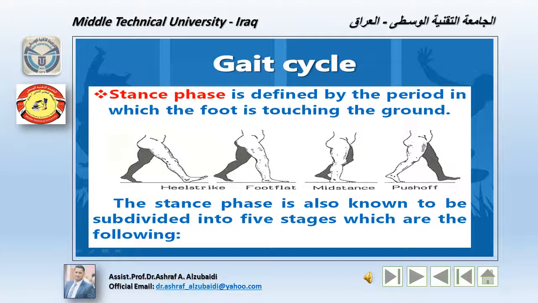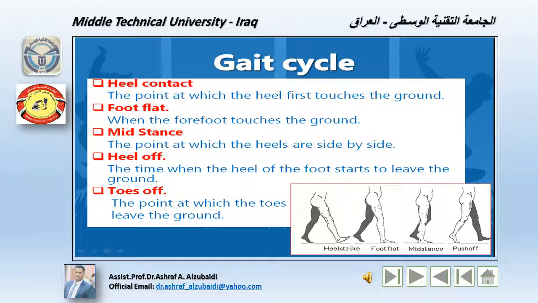We start with the stance phase, which we define as the period in which the foot is touching the ground. The stance phase is subdivided into 5 stages, which are the following. The first of these stages is named heel contact, and is defined as the point at which the heel first touches the ground, as we can see in the figure below. The second stage is foot flat, when the forefoot touches the ground.